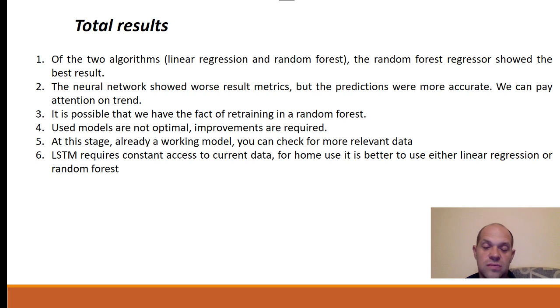So, what are the results of my work? Comparing the algorithms, linear regression and random forest, I can say that random forest regressor showed the best result. If we compare the random forest algorithm and the neural network, the neural network showed worse result metrics, but the predictions were more accurate and we can pay attention to the trend. Also, it's possible that we have overfitting of the random forest regressor. So in this case, a neural network is better.